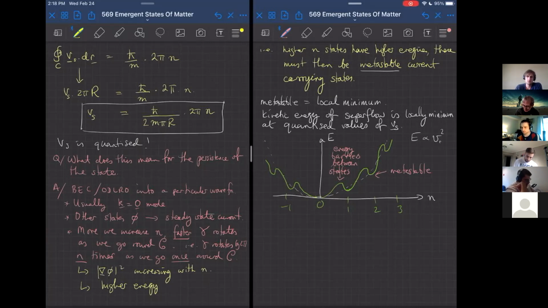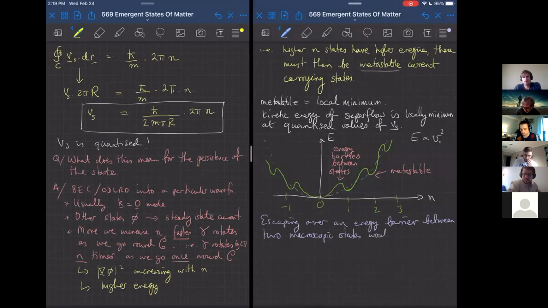So escaping over an energy barrier between two macroscopic states would require energy that will scale with the system size, because this is a macroscopic wave function, so it will depend on the number of particles in the superfluid state. And so basically it's just like removing a topological defect.